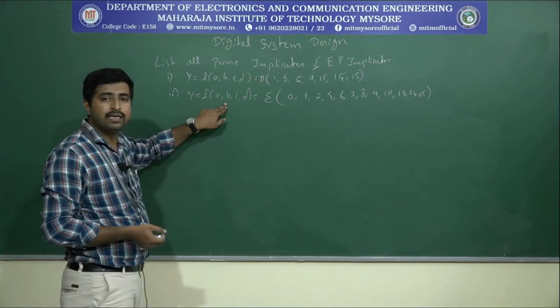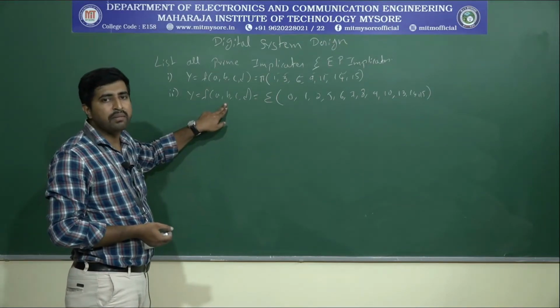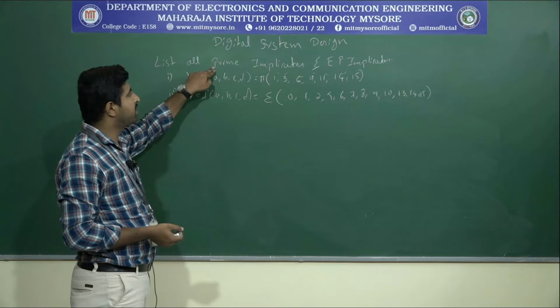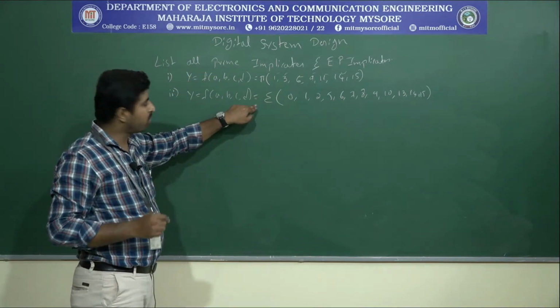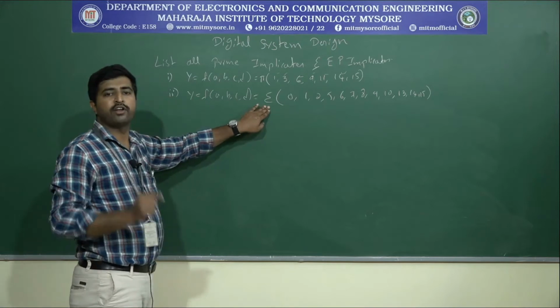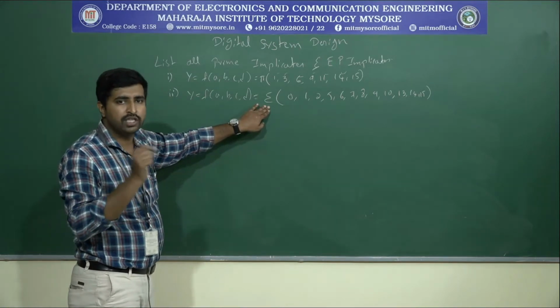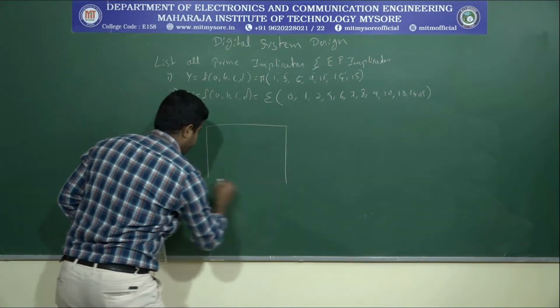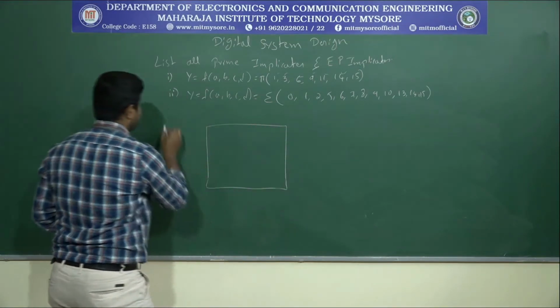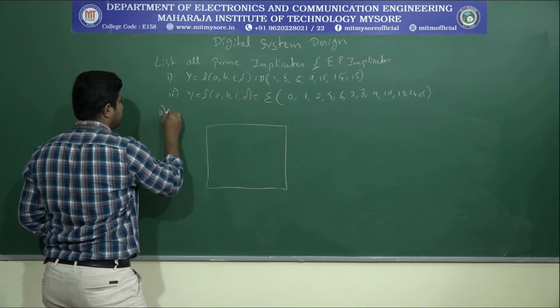They have given the sigma notation, that is, the min term expression, but we need to write the prime implicates. That means we need to place the logic ones for the given expression, but when you are grouping, we need to group the logic 0s. Okay, so let's take the problem. Second one.